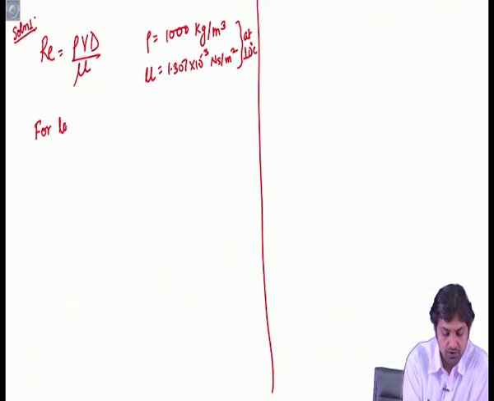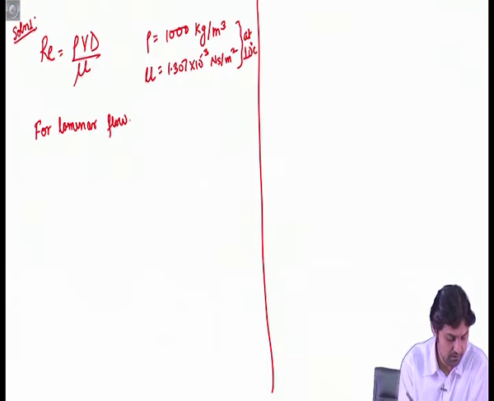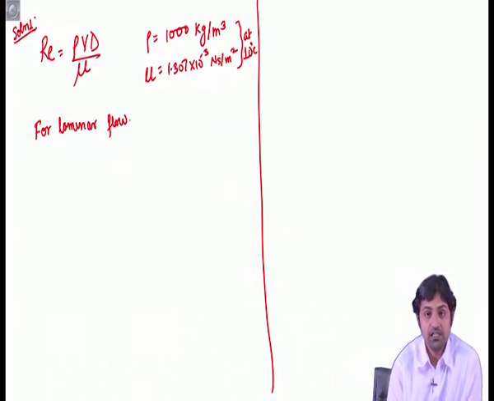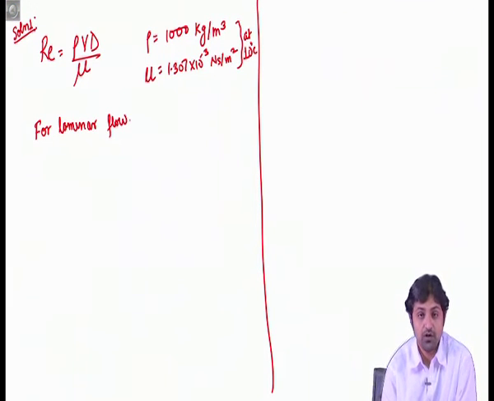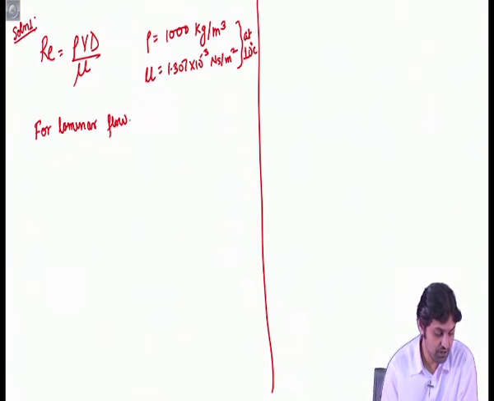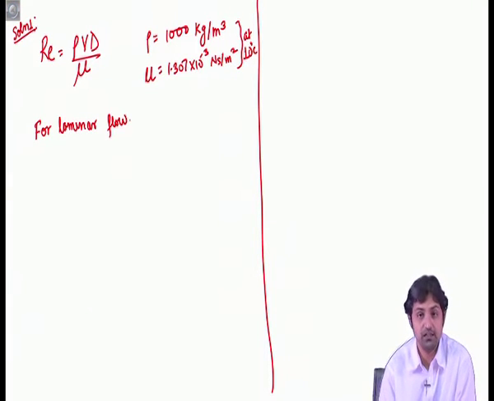So for laminar flow, what was the Reynolds number which was critical? For any flow which was less than 2100 Reynolds number, the flow was laminar. So the question is to determine the minimum time taken to fill a 0.355 liter glass. So when will the minimum time be taken?